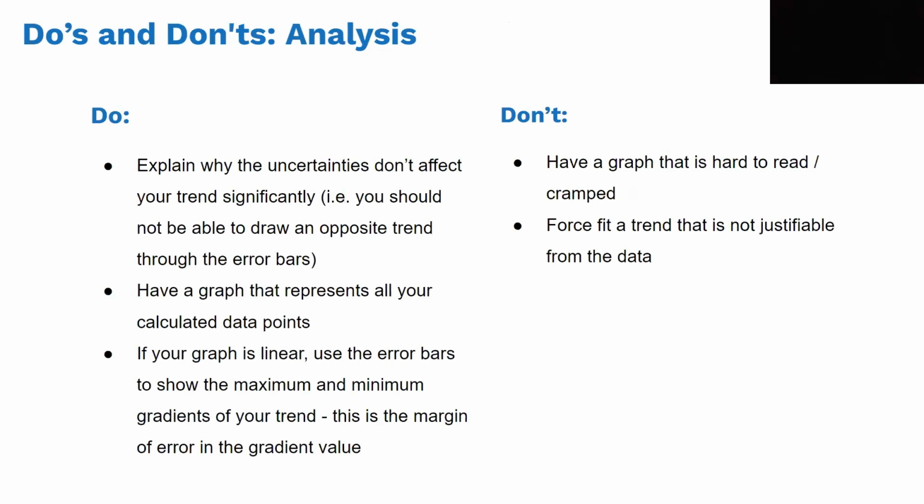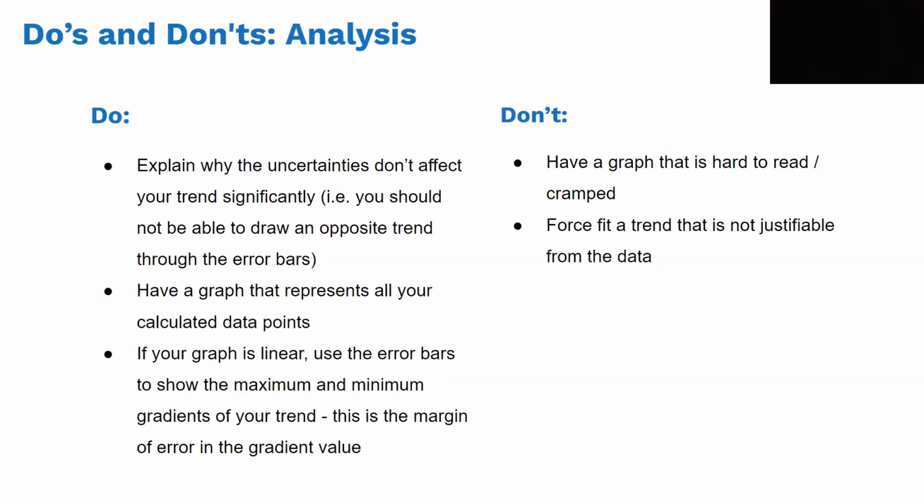Analysis. Do explain why uncertainties don't affect your trend significantly. That is to say, for your error bars, you should not be able to draw an opposite trend, a trend opposite to what you're suggesting through all the error bars.